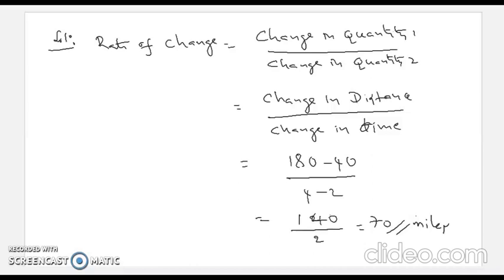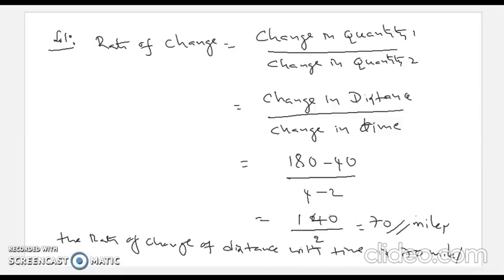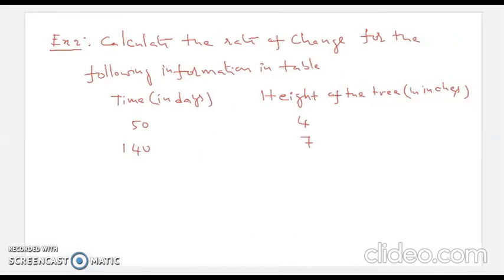So we conclude that the rate of change of distance with the time is 70 miles per hour. This is the first example.